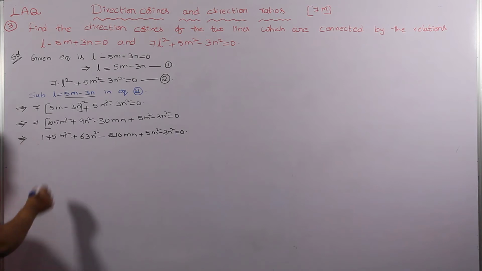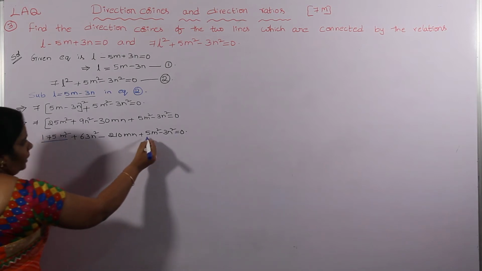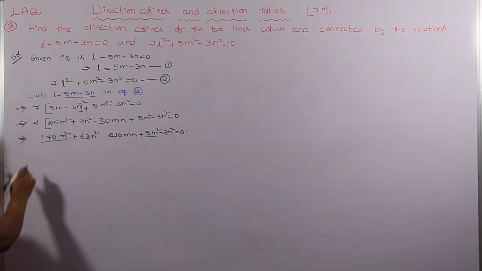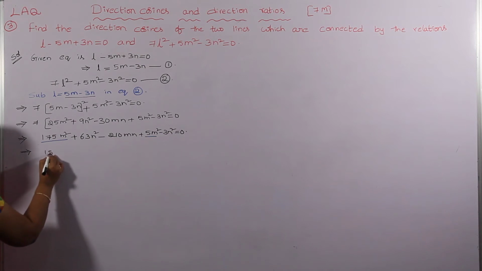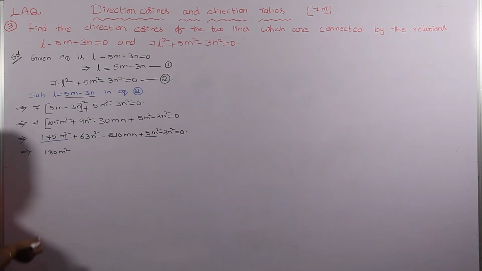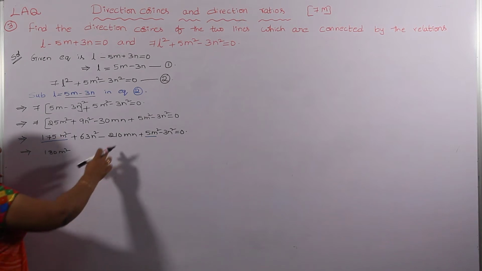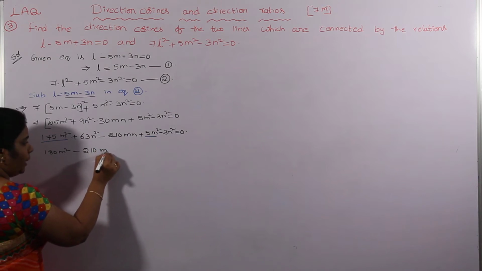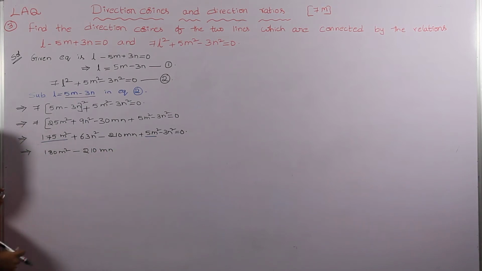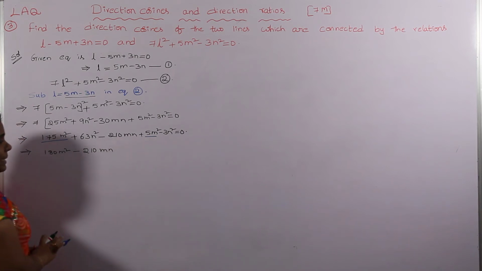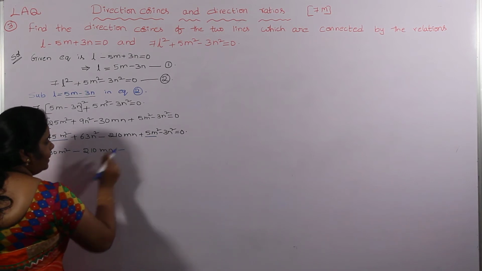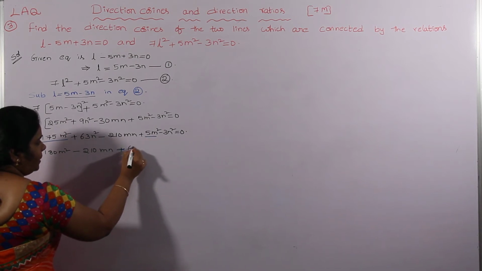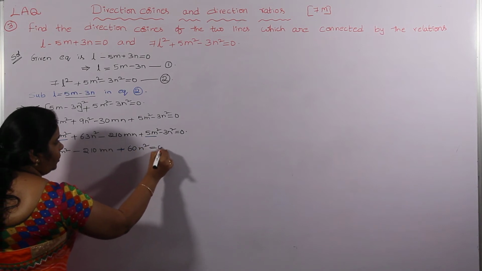Here we have 175m square, and here we have one more 5m square. 175 plus 5 is 180m square. Next come to the mn terms. Only one mn term, so take it directly: minus 210 mn. Plus 63 minus 3, which is 60 n square, is equal to 0.